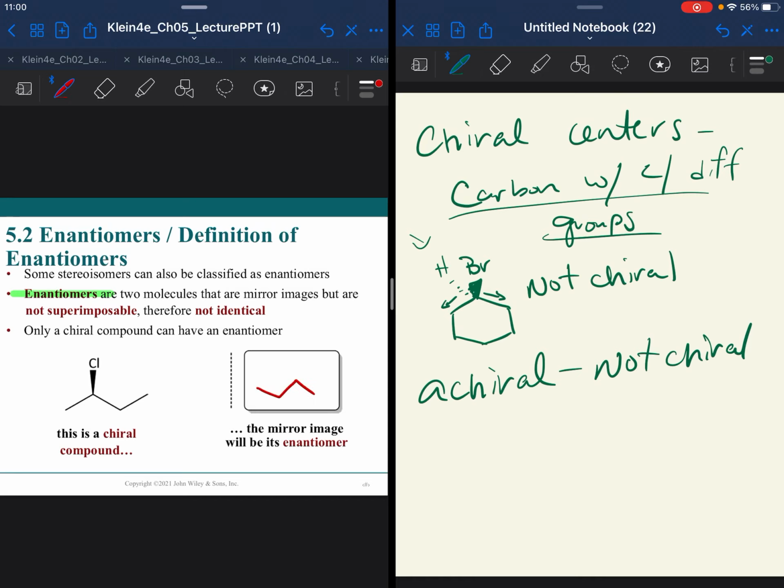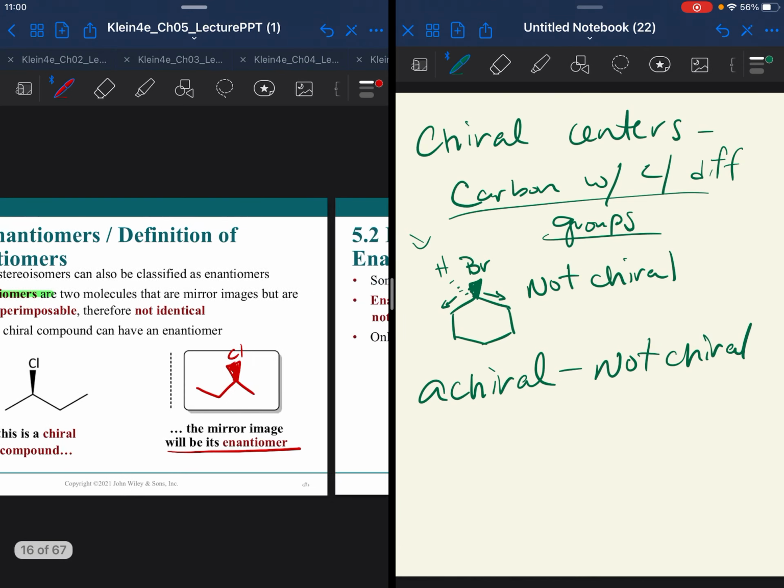So we're going to draw the mirror image. And there is no way to flip this guy around, because if we take the straight chain and we flip it over, the chlorine will be on the right position, but it will be going to the back. It'll be dashed, right? So these are non-superimposable mirror image compounds, otherwise known as enantiomers. That is an important word you should know.